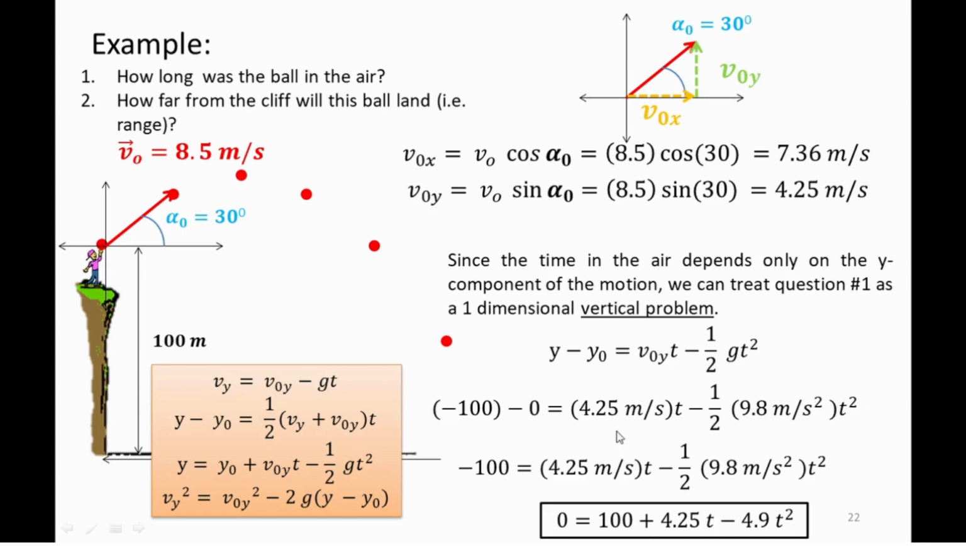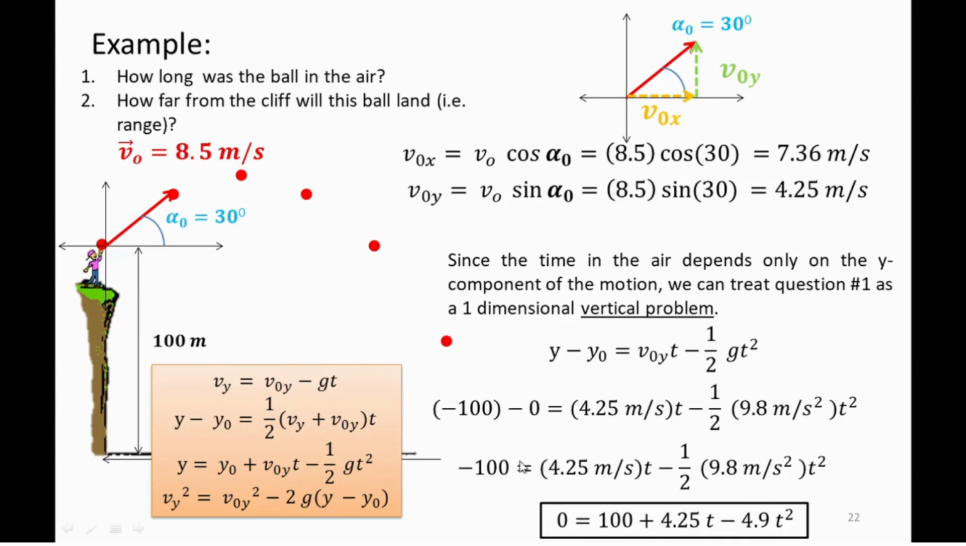If we tidy up this equation, this is just negative 100 equals 4.25 meters per second times the time, minus 1/2 times 9.8 meters per second squared times the square of t. Or we can also rewrite it by equating it to 0.